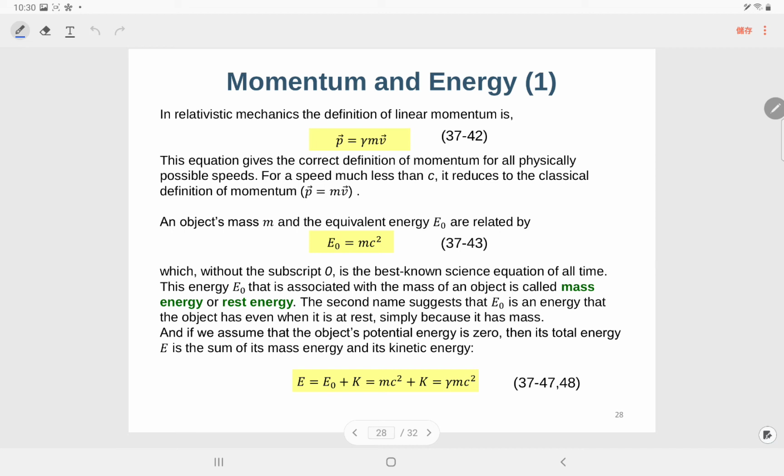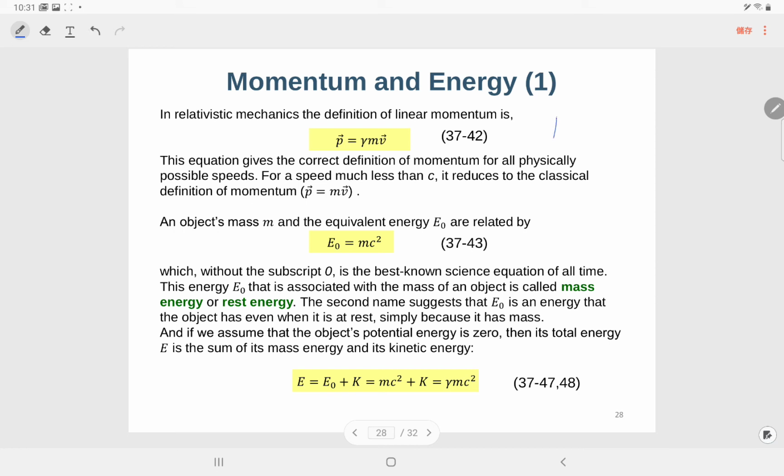Okay, up till now, any questions? So next we talk about momentum and energy. Just now we had some examples about Star Wars. We talked about very large scales, planets and galaxies. Now we come to a very tiny scale, the scale of a particle. So in relativistic mechanics, the definition of the linear momentum is p.